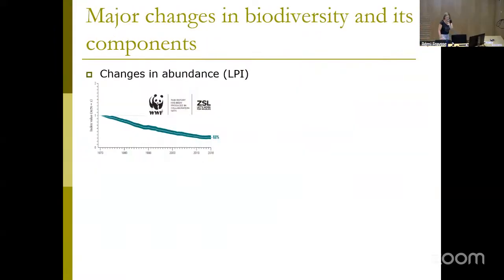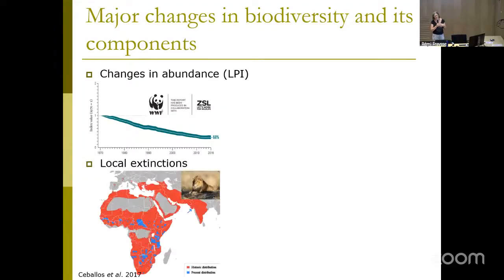So now to the main topic. The general context for my talk, I guess you know it very well. We are experiencing major changes in biodiversity and its various components, which can be observed in terms, of course, of species extinction, but mostly in terms of changes in population abundance, which I illustrated here with the Living Planet Index. But also, this is related to local population extinctions, which affect the species range. Here, the example is the lion with the historical range in red and the current range in blue.